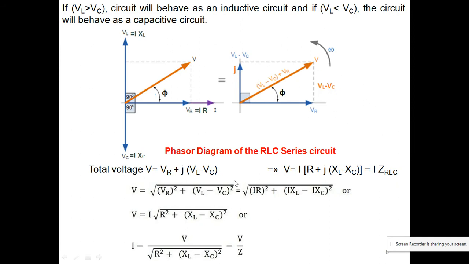This is our phasor diagram, and the total voltage you can write this way because we are using the J operator here. In this case this becomes equal to this, and this is nothing but our impedance. So the resultant voltage you can calculate here, and from this you can calculate the current also, using R, XL and XC. So if VC is greater than VL, it means our circuit is a capacitive circuit. In this case, this becomes XC minus XL. So this type of difference will come here.